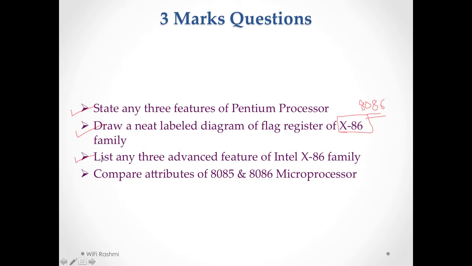Next, list any 3 advanced features of Intel x86 family. Here also you will get the same thing we did in Pentium processor, like dual pipelining, on chip cache, branch prediction; you have to explain these here. ठीक है, तो Intel x86 हुआ या Pentium processor हुआ, अगर advanced feature है और main feature है, so you have to explain these features only.